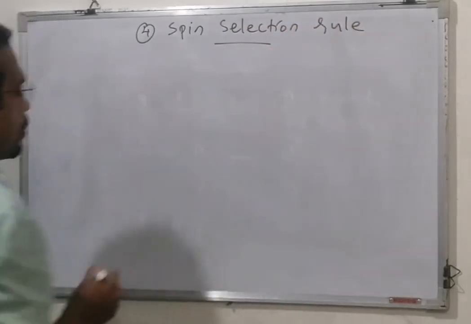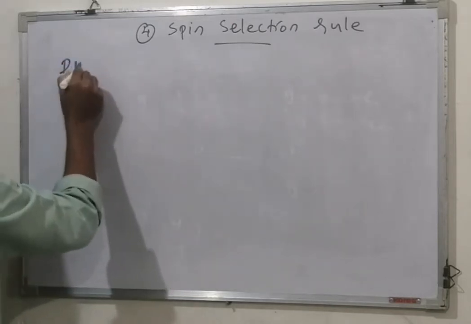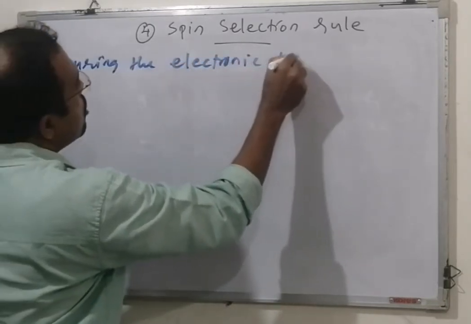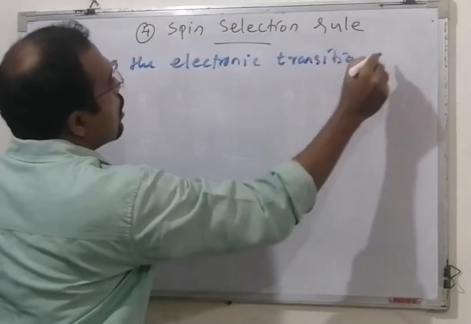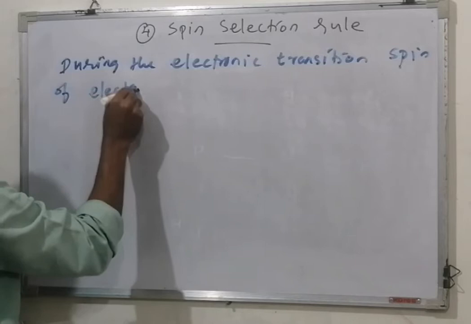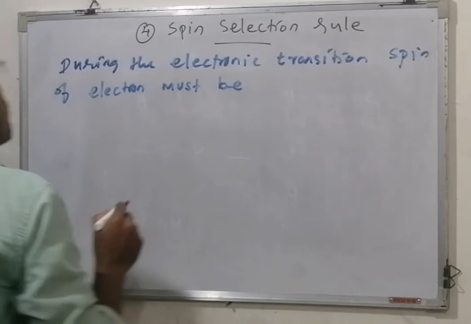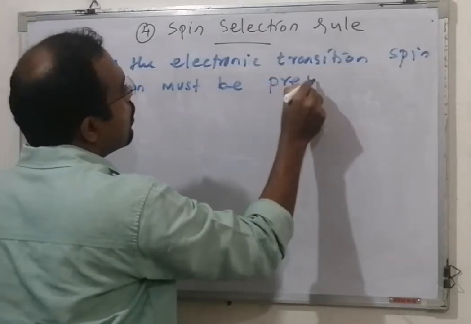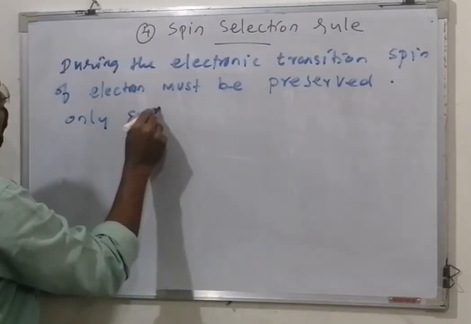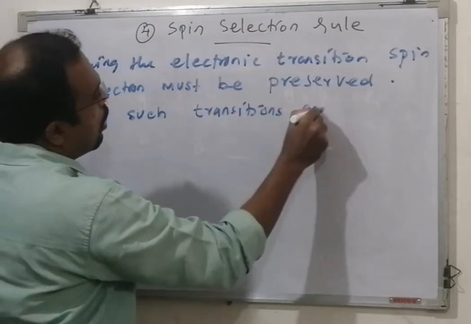Now, next is the spin selection rule. This is very important. During the electronic transition, the spin of electrons must be preserved. Only such transitions are allowed.